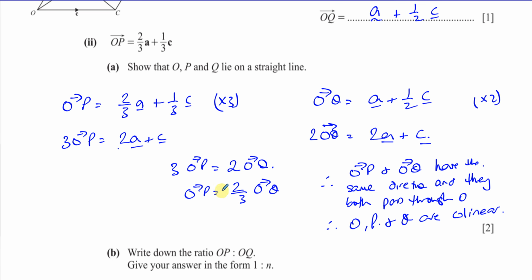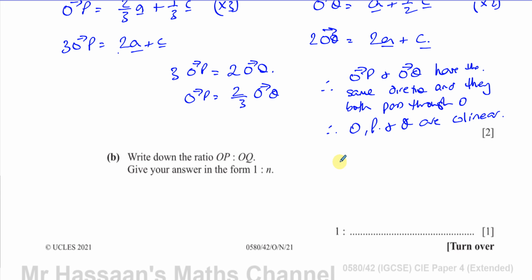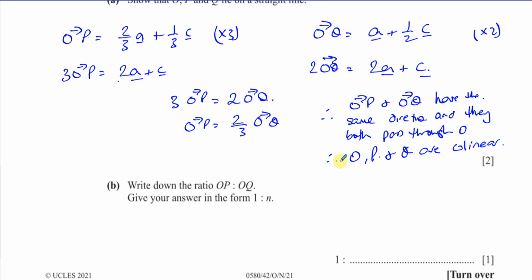If you can prove two vectors are multiples of each other, like we have here, then we know they have the same direction. And if they both pass through the same point as they do here, then the points must be on the same straight line. Then it says write down the ratio of O to P and O to Q. Give your answer in the form 1 to n.